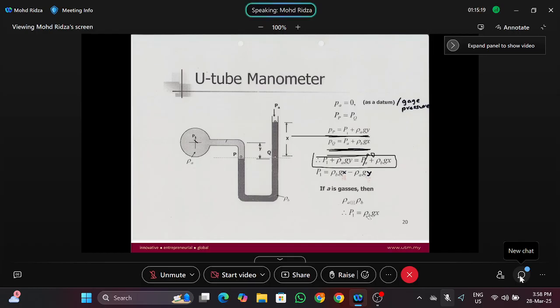But this one is only if the fluid is a gas. If it's liquid, you can't assume this. You have to use this equation here, the full equation, rho Bgx minus rho Edy. Okay?